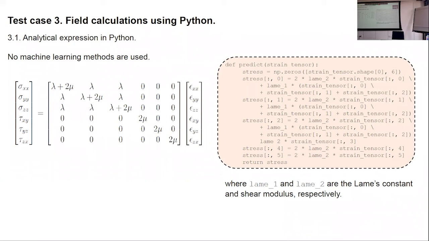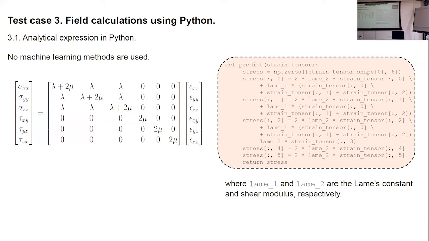The first one was not using machine learning at all. We took the linear elastic Hooke's law, and we simply wrote a really simple Python script that is performing the same operations that we are expecting to be performed from the C++ code.